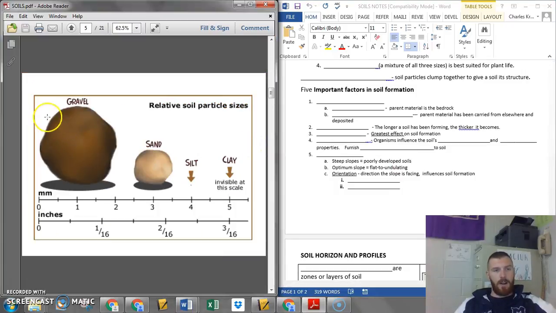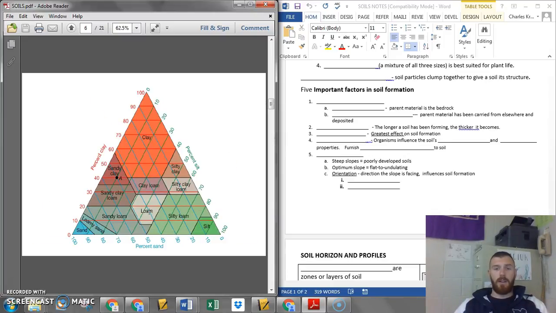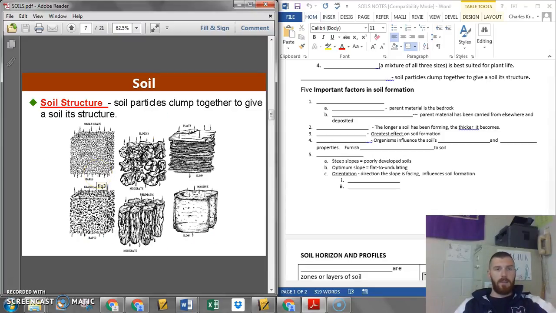So we can talk about this here, the relative particle size. So gravel, which you can usually find in a driveway or something like that. You have sand, silt, and clay if talking about these proportionate sizes. Okay, this is a soil triangle, and I'll have another video on how to use this. Okay, so soil structure.